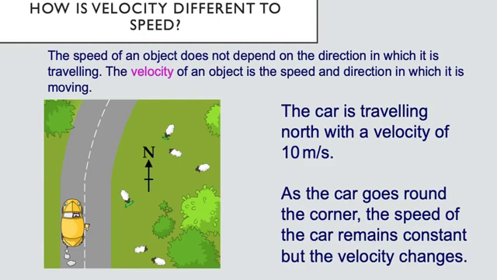If it goes around a corner, the speed of the car would remain the same, but the velocity would change. As it goes round the corner, the speed can stay at 10 meters per second, so it's still the same value, but the velocity must have changed because it's not going in the same direction anymore. Okay, so that's the difference between speed and velocity, vectors and scalars.